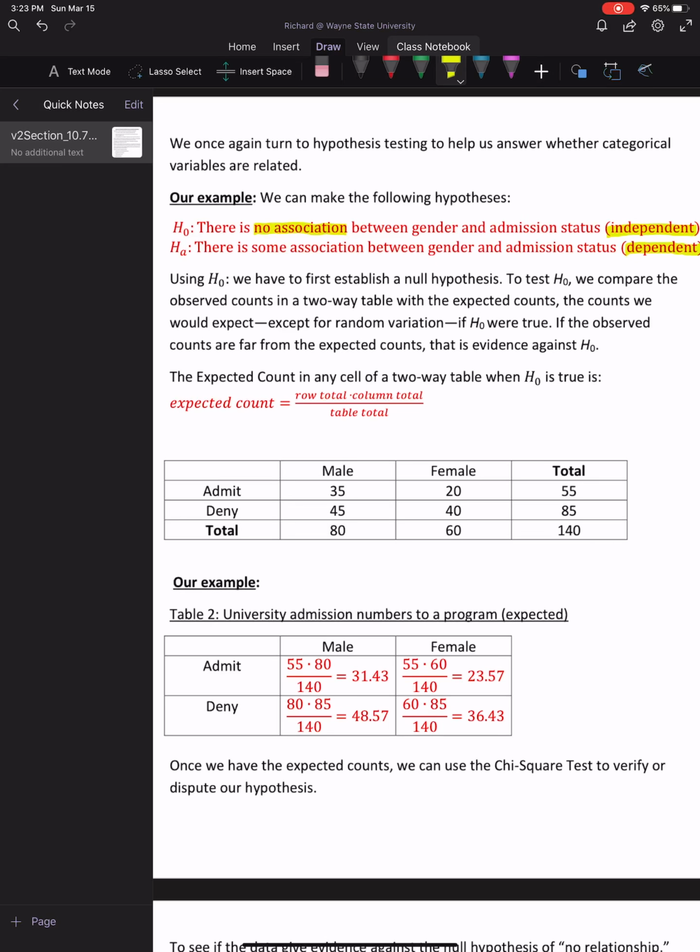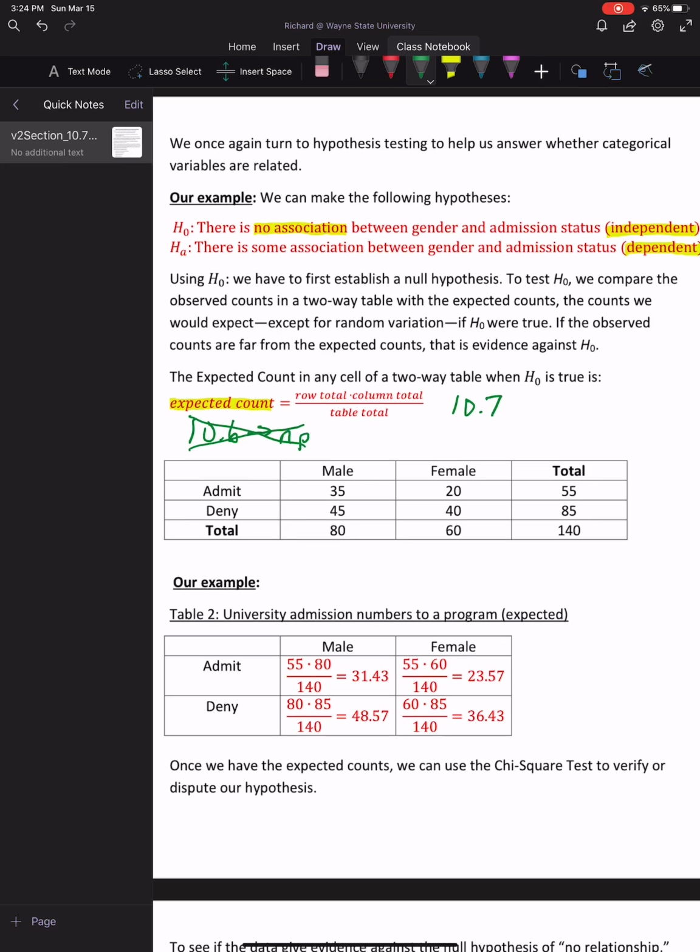Now what we have to look at and establish again is the expected count. You should remember from section 10.6 that we had the formula NP. Well, this is section 10.7, so we don't use N times P, because that dealt with probabilities. We're not dealing with probabilities here. This is the formula that we use for section 10.7. You take the row total, multiply by the column total, and divide that by the table total. So what the heck is it saying?